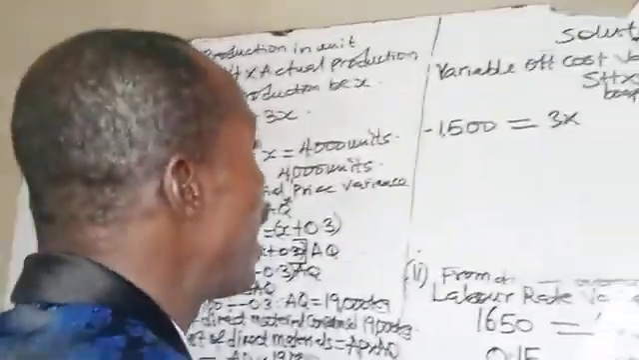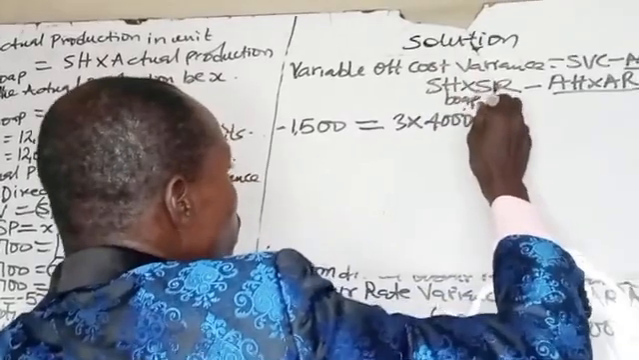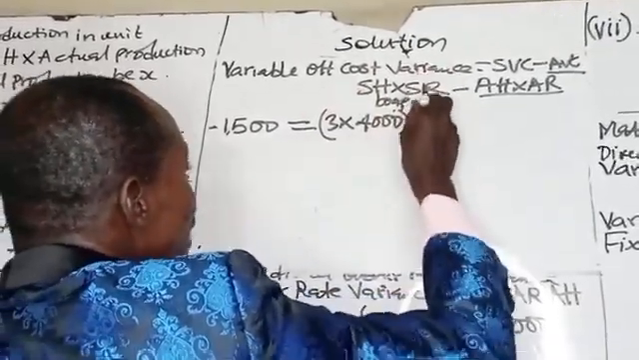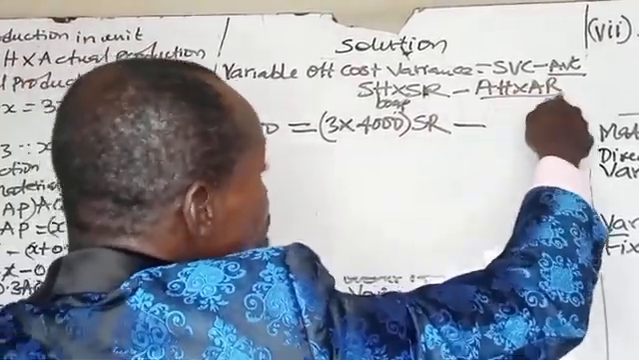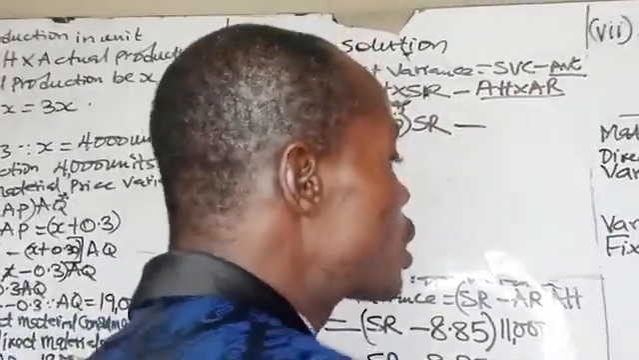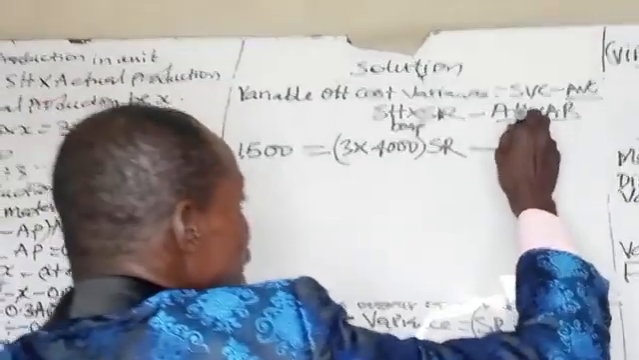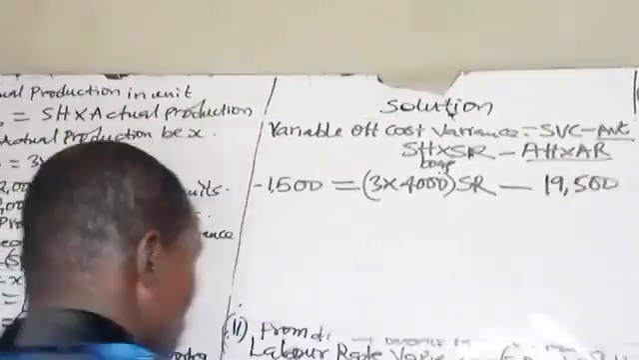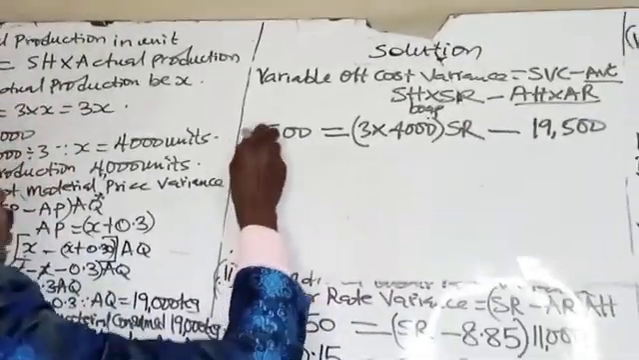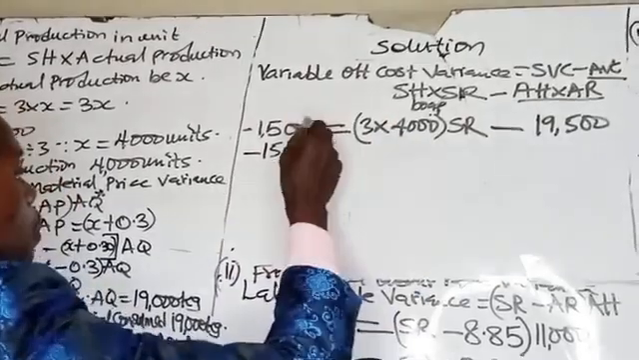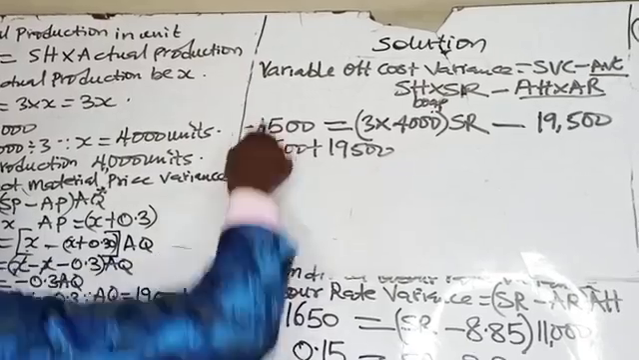So we have multiplied by 4,000. This is the standard hours of production multiplied by standard rate. That is what we are looking for. Minus this is the actual variable cost, and the actual variable cost is given to be 19,500. So we have minus 19,500. So we collect the like terms. Minus this and this are like. So you have minus 1,500 plus 19,500. This minus becomes plus when this comes here to meet this.